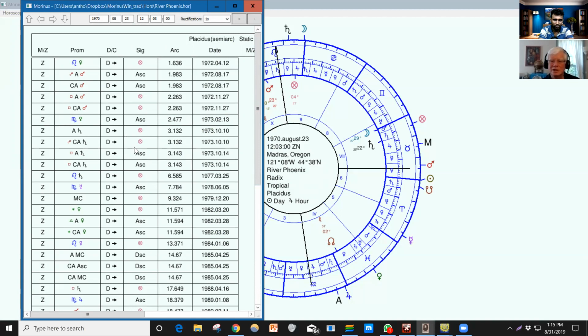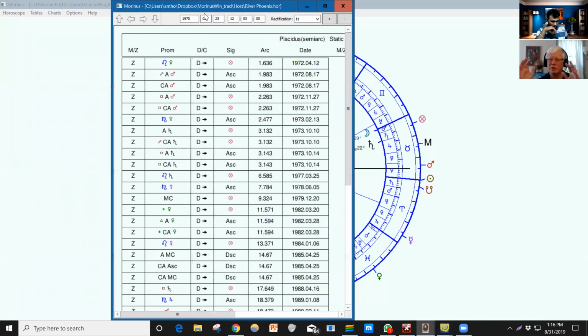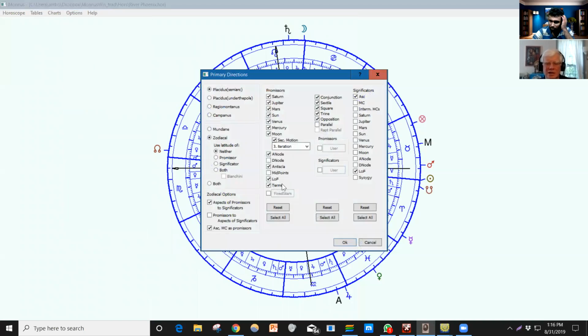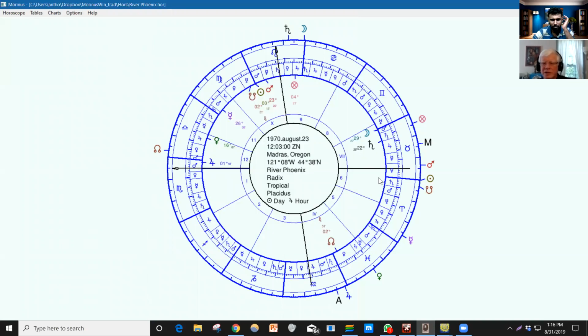Sure. I mean, that's why I was limiting what we put in, because look at the size of this list of them. Yeah. So let's go back here. Options. I'm going to get rid of the anti-scions just to make it simpler. There they are. Oh, I sometimes use midpoints because often they are telling. I haven't looked at his midpoints. Let's put the midpoints in and look at the time of his death, see if there's some midpoint that's important.